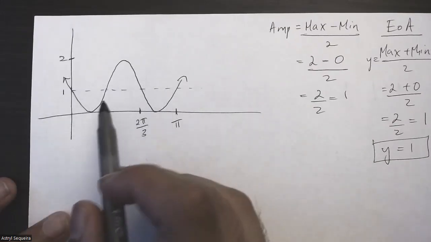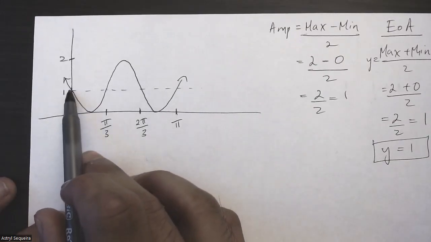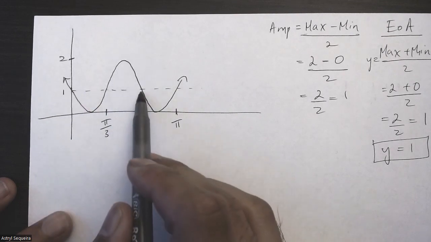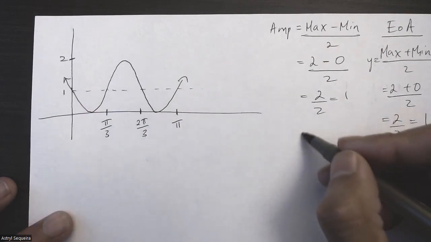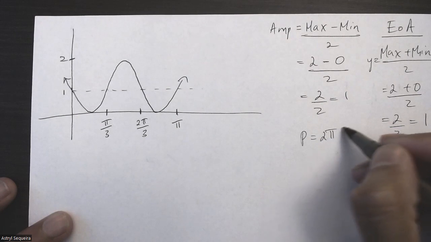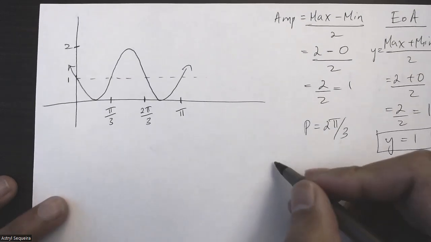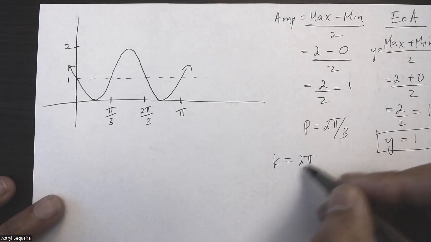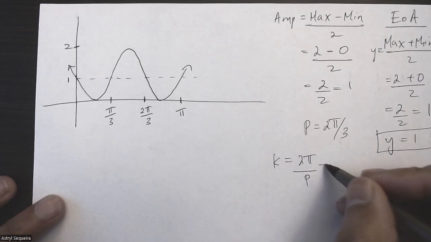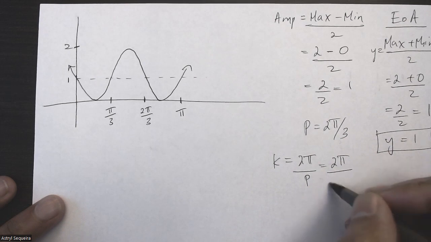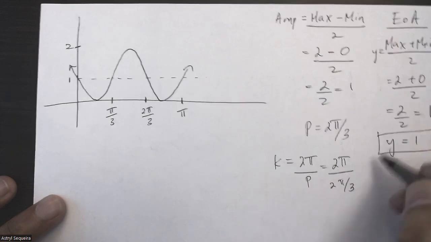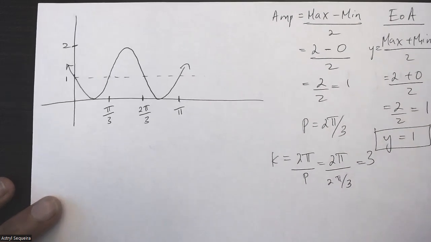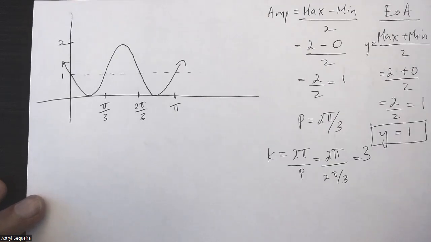My period for this graph, if this is my starting point, this is 1 full cycle. My period is 2 pi over 3. And then to find k, k is equal to 2 pi divided by the period, which is 2 pi divided by 2 pi over 3, which is just a k value of 3.